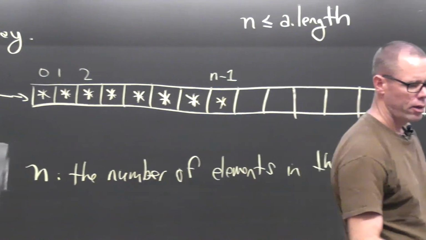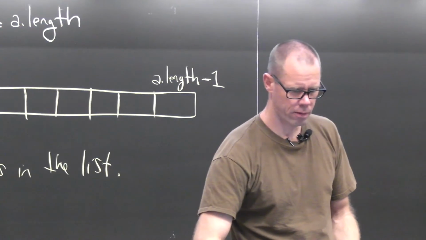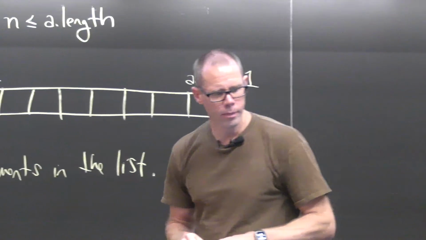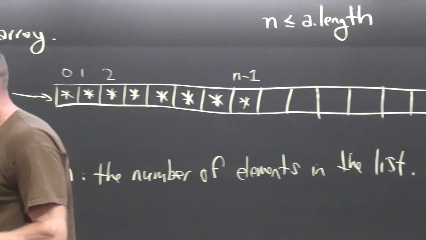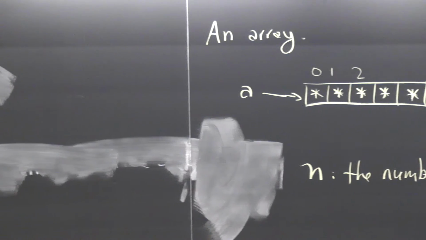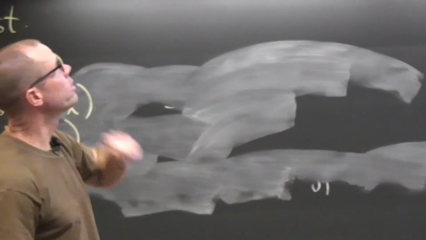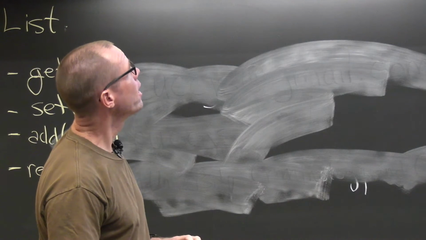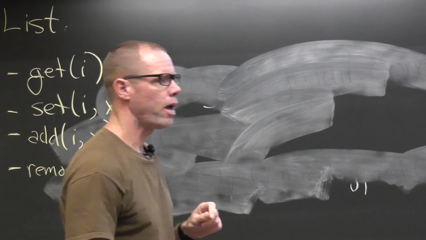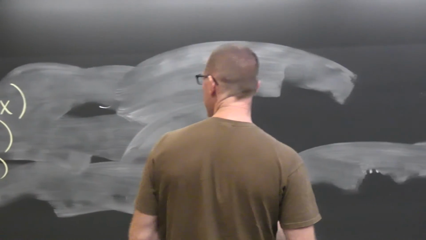So indeed, there's two main pieces of data in this class. The array that we're storing things in, which stores elements of some generic type t, and this integer n. Okay.